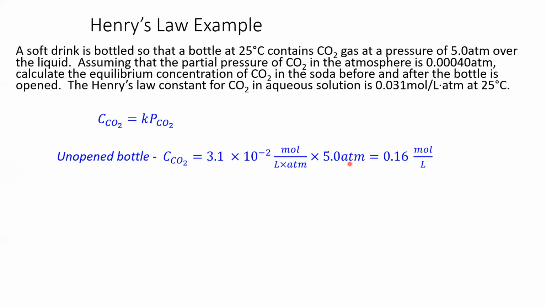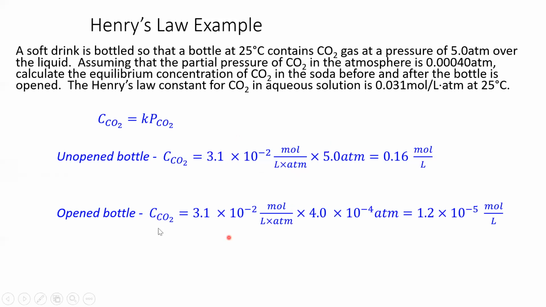Now, a couple of things. Notice that I wrote the numbers and the units, which is something I would want to see on your test. Our proportionality constant is moles per liter atm. We're going to multiply that by atms. The atms cancel out, and we're left with moles per liter, or molarity, which is the units for concentration. We have two significant digits in our proportionality constant and two in our pressure, so we're going to have two significant digits in our concentration.